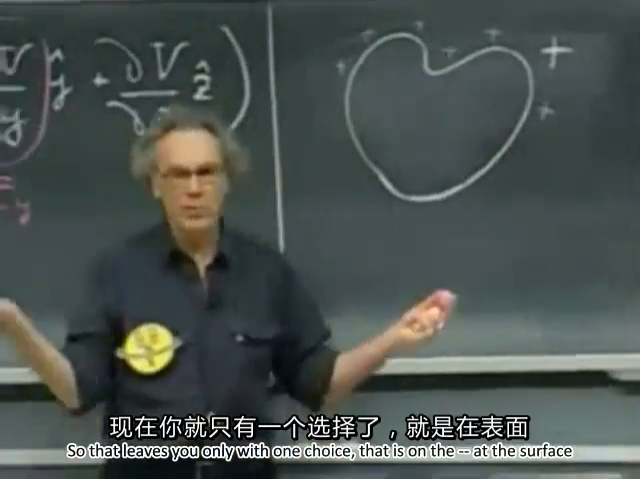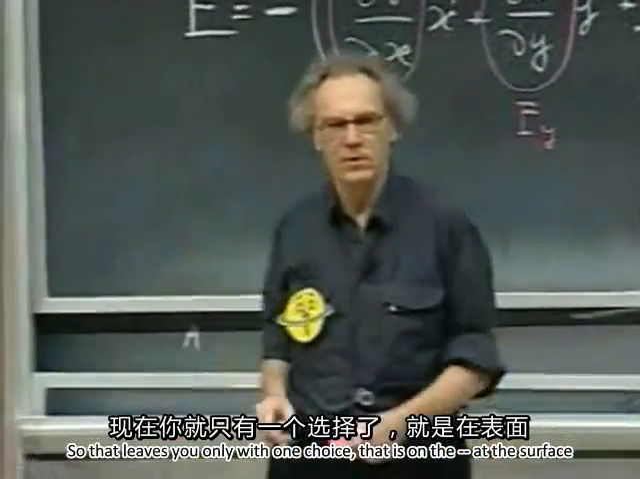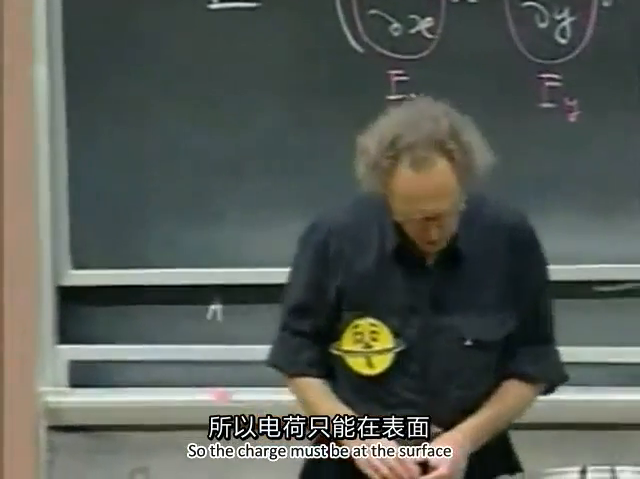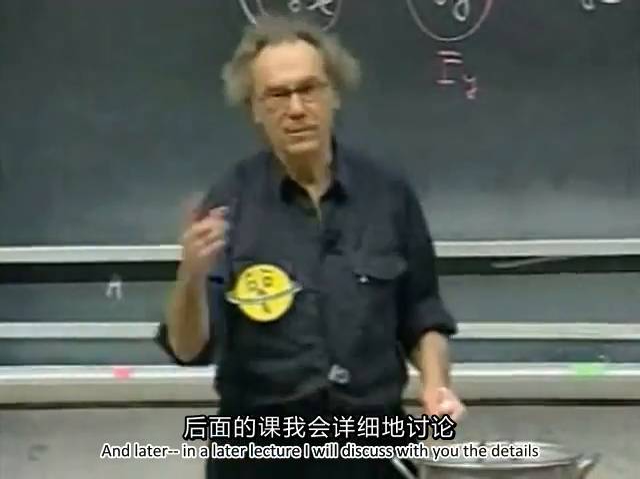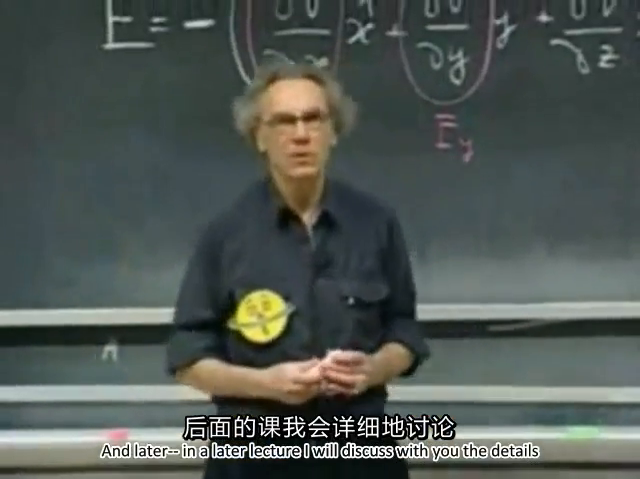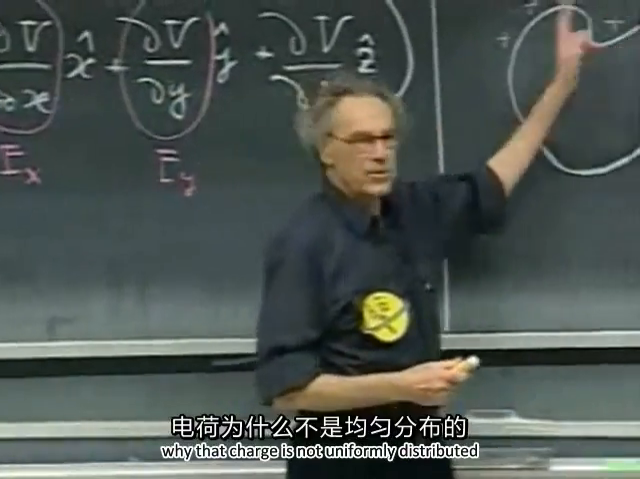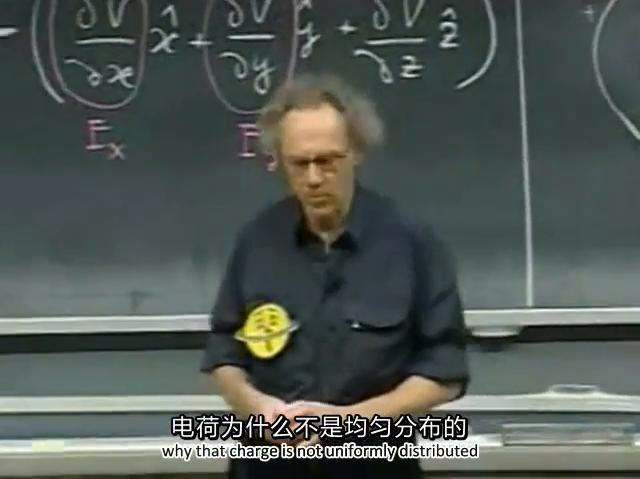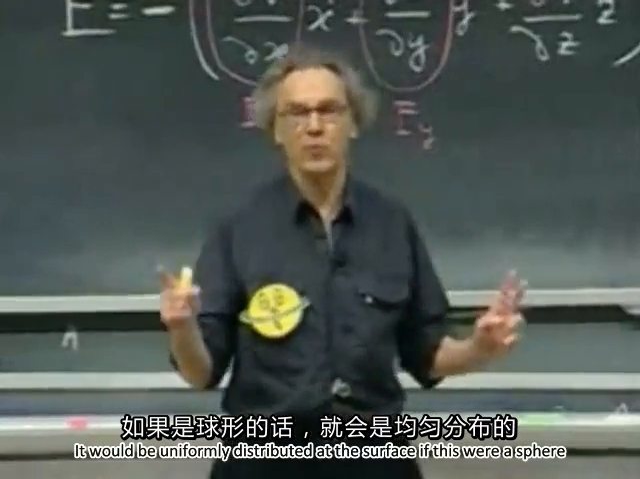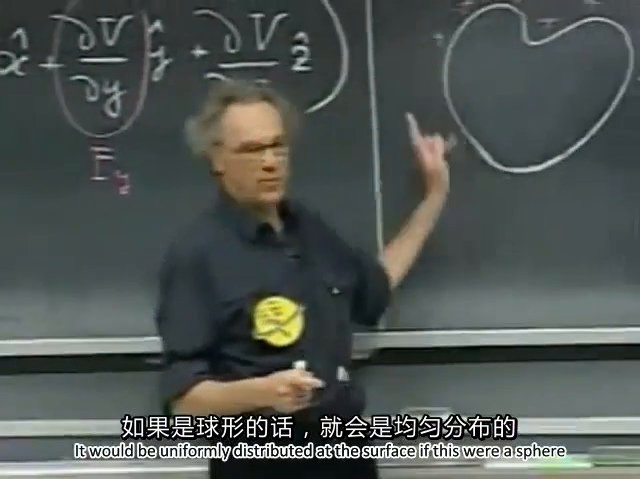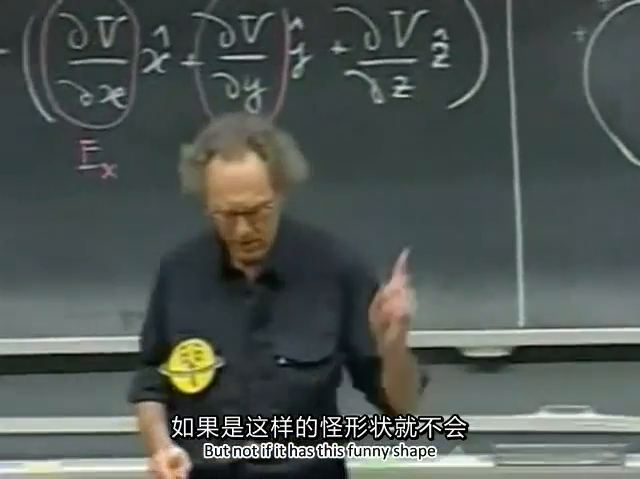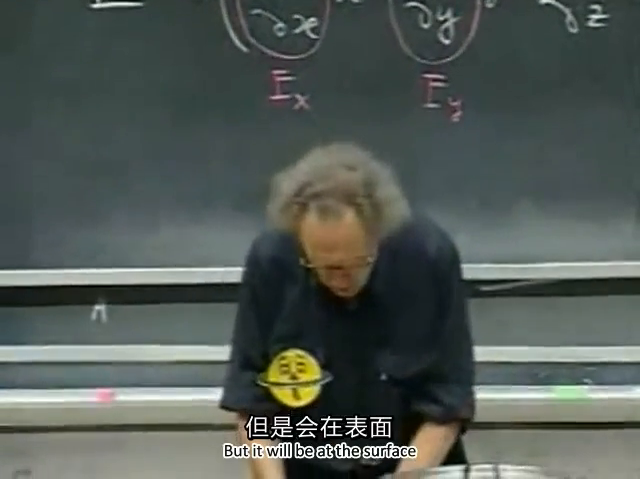So that leaves you only with one choice, that is at the surface. The charge must be at the surface. And in a later lecture, I will discuss with you the details why that charge is not uniformly distributed. It would be uniformly distributed at the surface if this were a sphere, but not if it has this funny shape. But it will be at the surface.